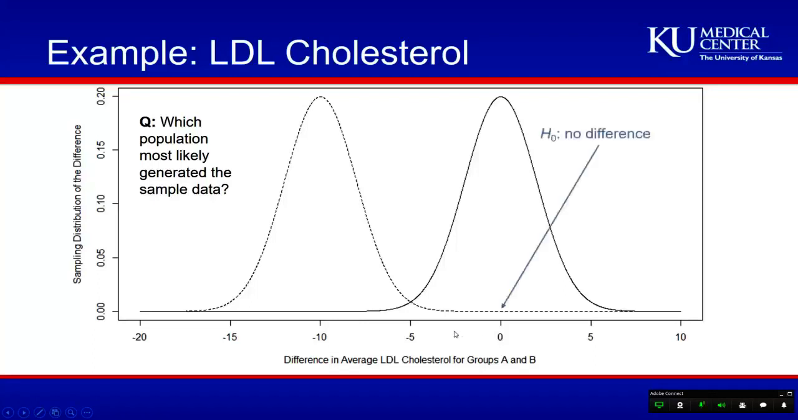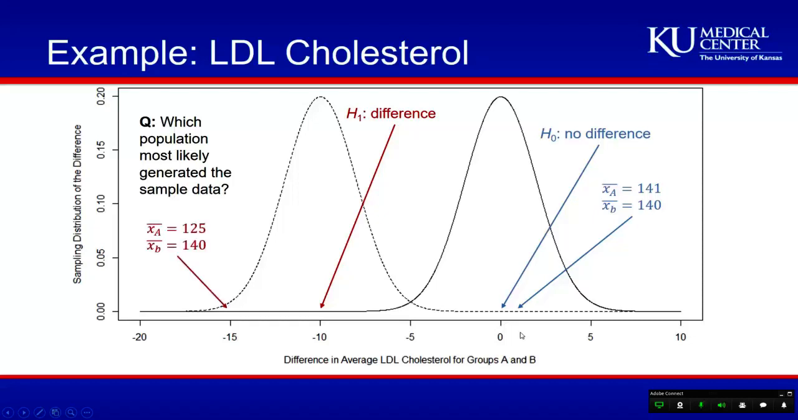And so when we get our data, we have to basically compare it against these two just to see which one most likely generated it. So when we collect the information on LDL levels for these two treated groups, these two samples, we see an average LDL level of 141 in group A and 140 in group B. So the difference between those two is a unit of 1. And that appears to come from the null hypothesis. So if I actually were to crank through and do this test, I'm probably not going to reject the null.